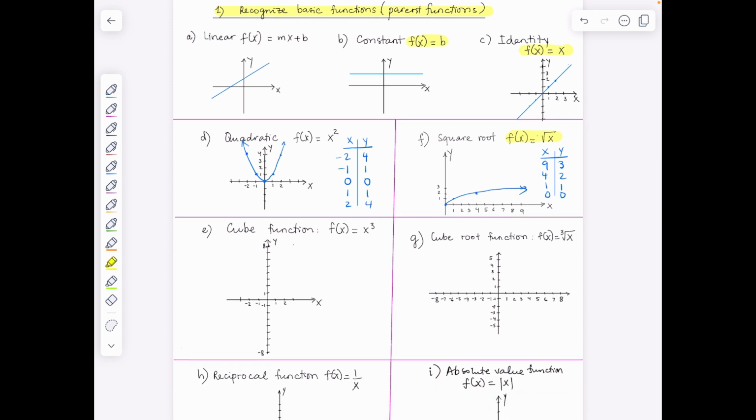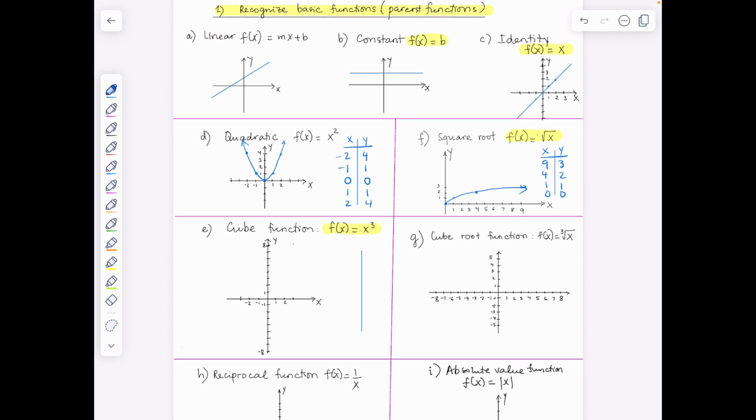Next up, we have the cubic function. F of x is equal to x cubed. For this one, using the same technique, you come up with some x value and some y value. Some critical points for this one would be 0, 0, 1, 1, negative 1, negative 1, negative 2, negative 8, and 2, 8.